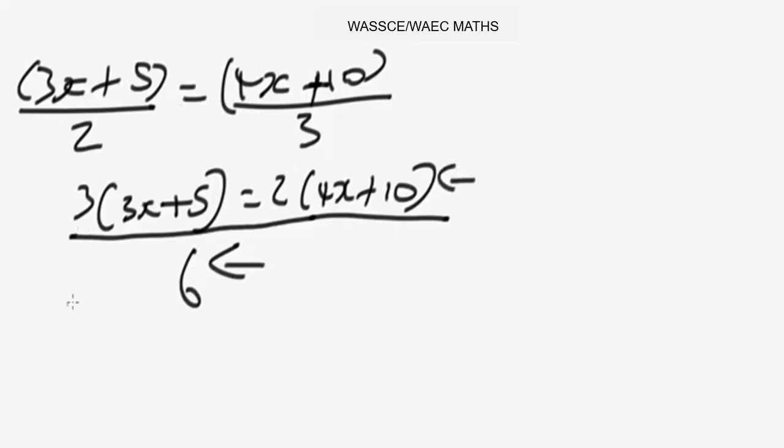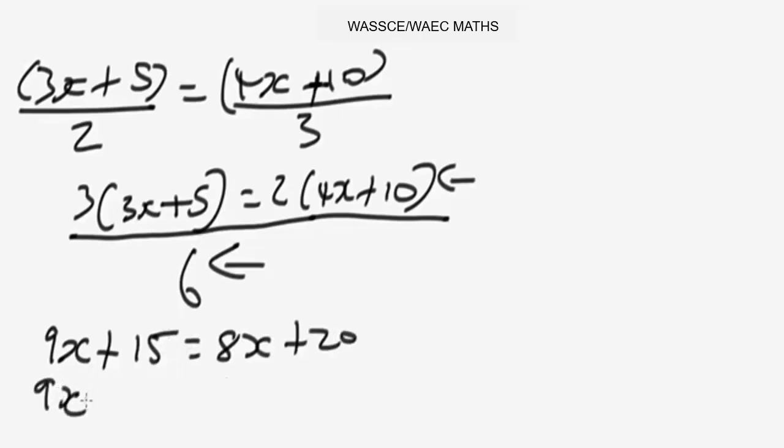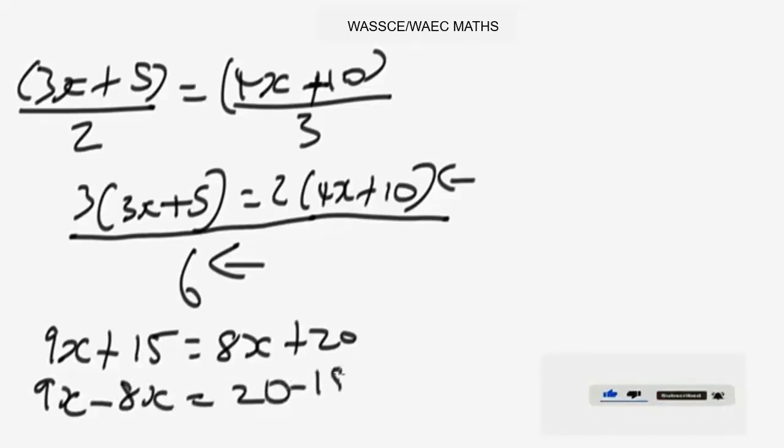So when you simplify, you're going to have 3 times 3x, we're going to have 9x plus 15 equals 8x plus 20. Alright, so you collect like terms. The x term will come together and the number term will come together. So when you do this, you're going to have 9x, 8x will cross over the equality sign and change to negative 8. So 9x minus 8x equals 20 minus 15.